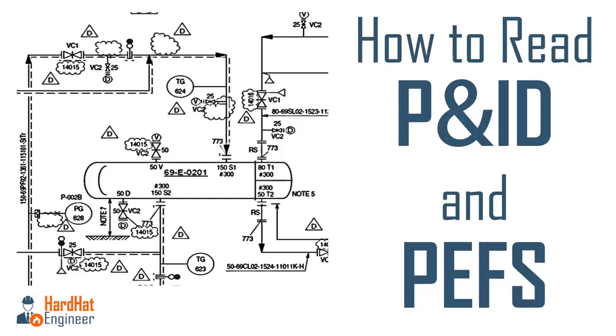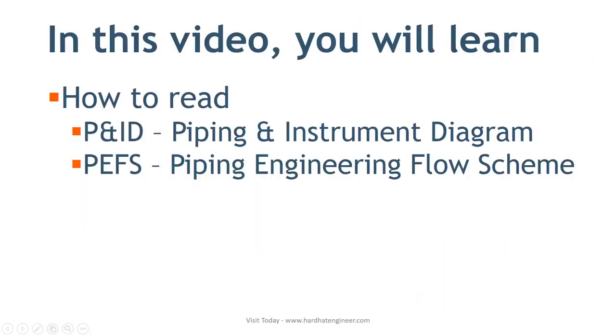In this video, you will learn how to read P&ID. Piping and Instrumentation Diagram is also known as Process Engineering Flow Scheme, which is PEFS. You will learn how to read P&ID and PEFS with the help of an actual plant drawing. P&ID is more complex than PFD and includes lots of details. Because of this, you have to watch the video till the end to understand all the aspects of this drawing.